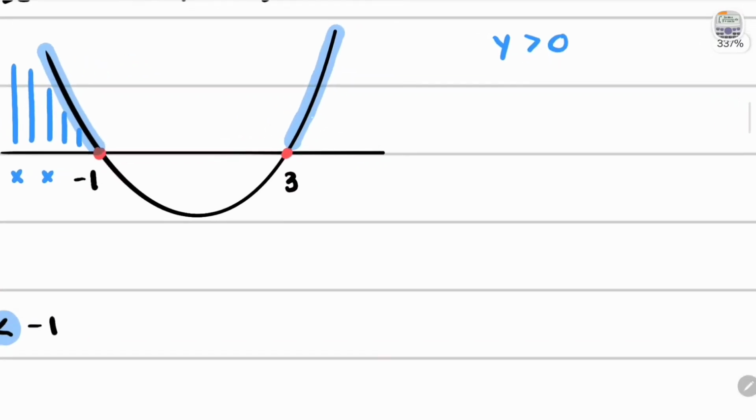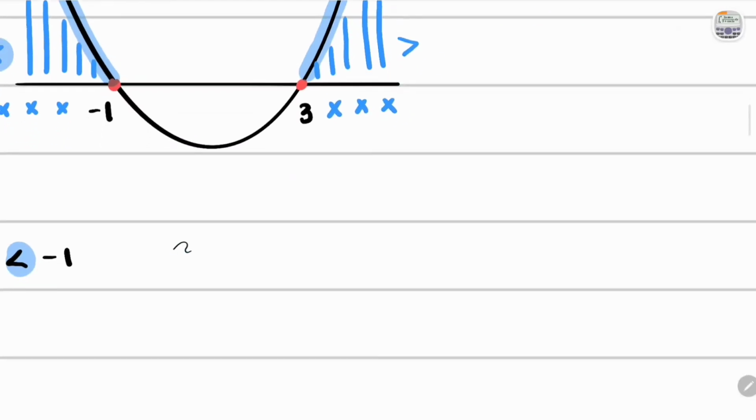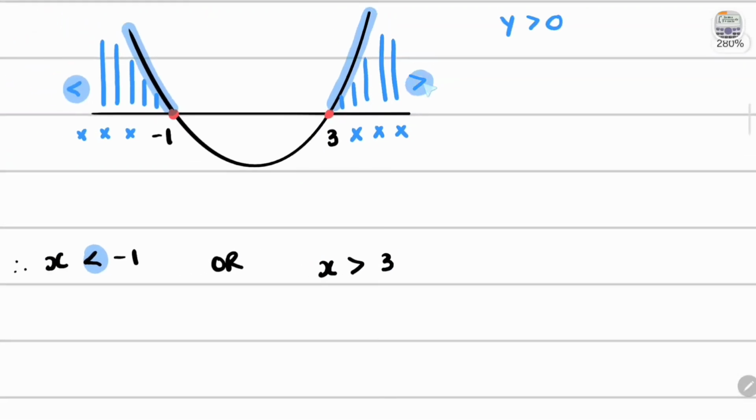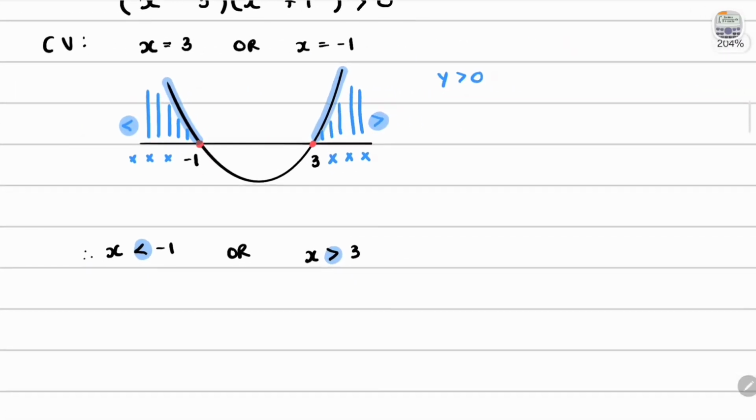Okay, looking at this part, if you line these down to the x-axis, you can see that these are values that are on the right of 3. So these are values that are greater than 3, meaning the inequality here is x is greater than 3. Again, the direction helps you with the inequality. And that is our answer.